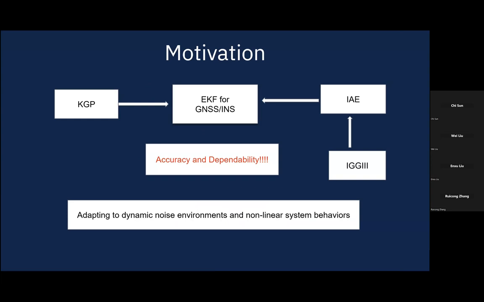As we know, EKF does not perform well when observations are not reliable and cannot adapt to dynamic measurement noise. To fix this, we introduce KGP for EKF when observations are not reliable, or even not available. And we introduce an IgG3-based IEKF method to deal with this dynamic measurement noise.